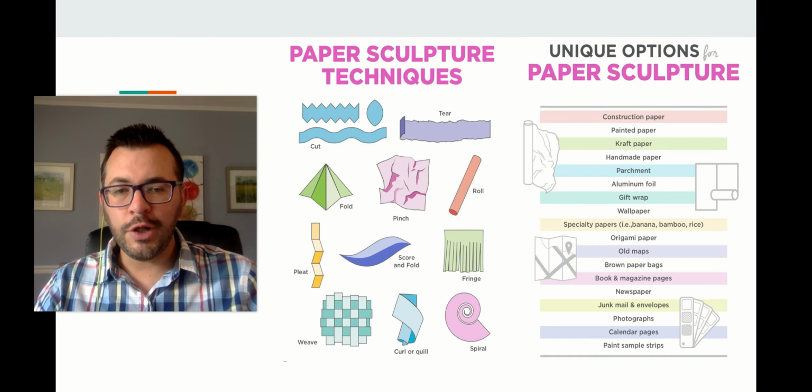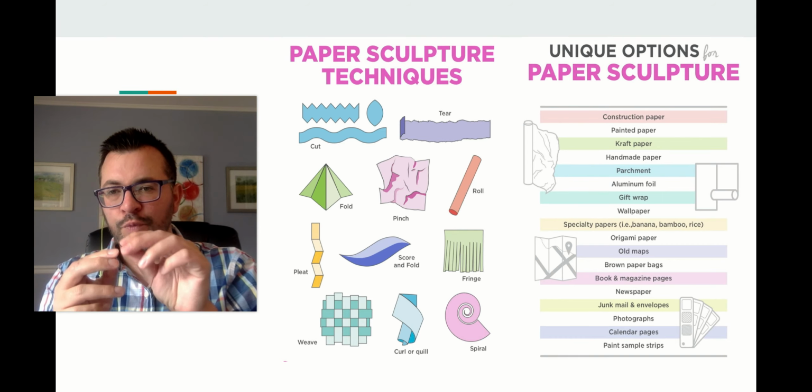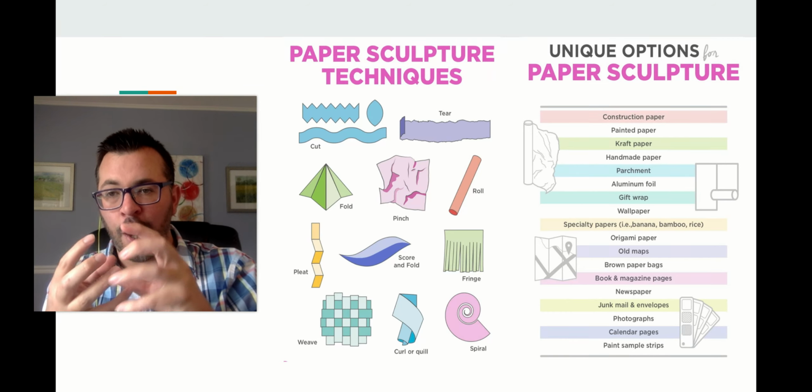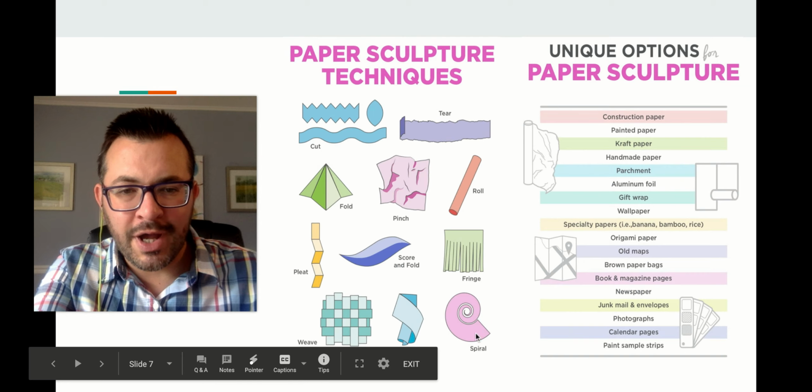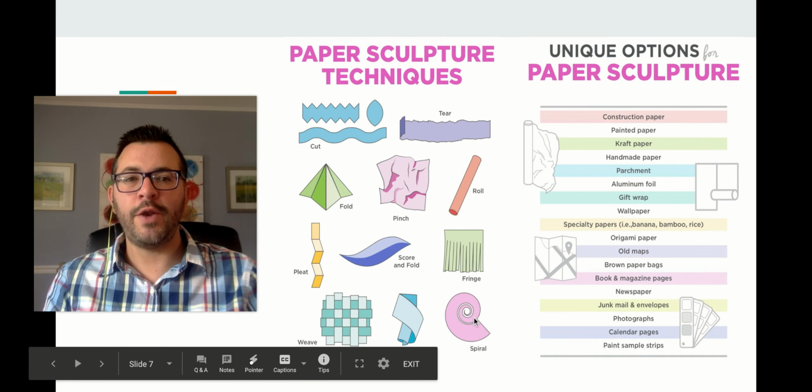You can curl or quill the paper. So if you roll it up very tightly and then let it go, it'll keep a rounded shape, but it'll spiral together. Or cutting out a flat spiral is a cool way to work.